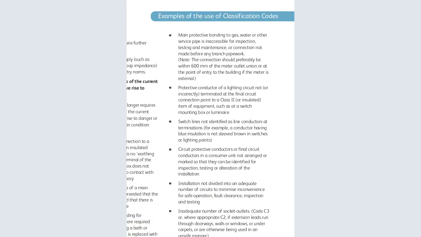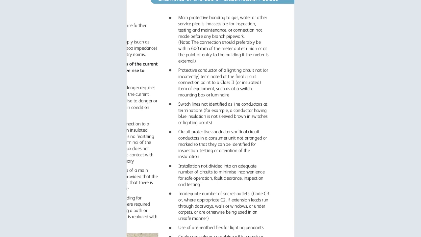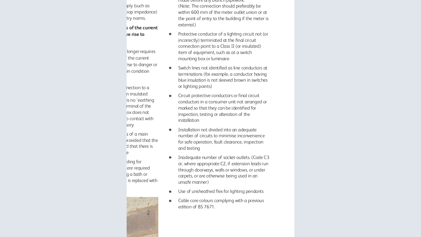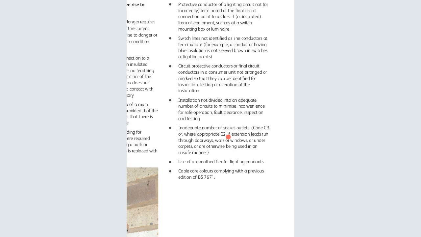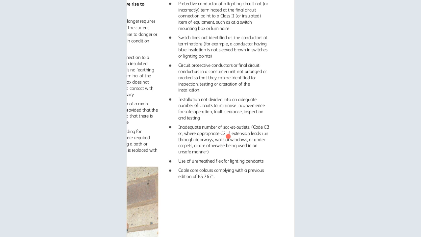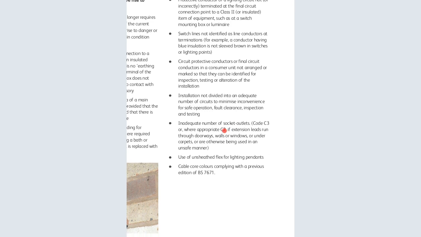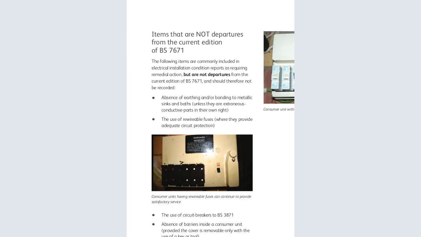And then main protective bonding, gas, water, or other service pipe is inaccessible for inspection. When it is not accessible, meaning it is inside the wall, which is not correct. And then protective conductor of lighting circuit incorrectly terminated to the final circuit connecting to class 2 switch lines, inadequate as the line conductor terminates, for example, a conductor having blue insulation non-sleeved brown on switches. Circuit protective conductors for final circuit connectors in a consumer unit. You can see all those there.